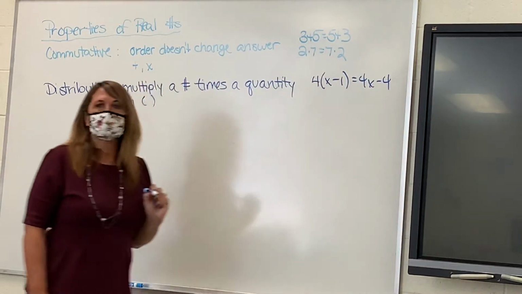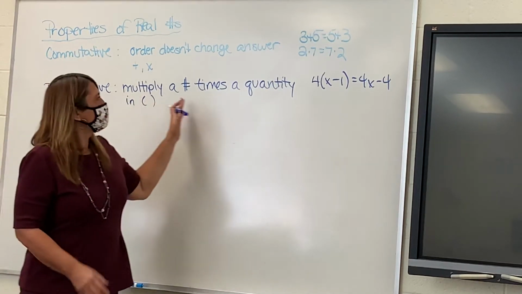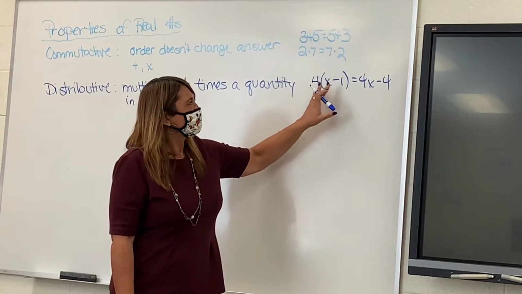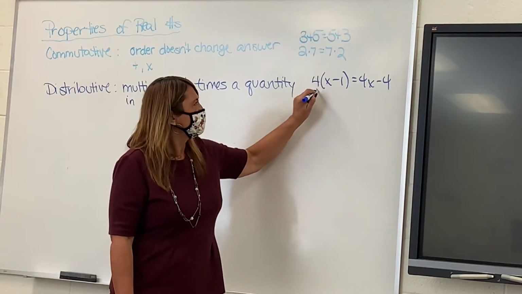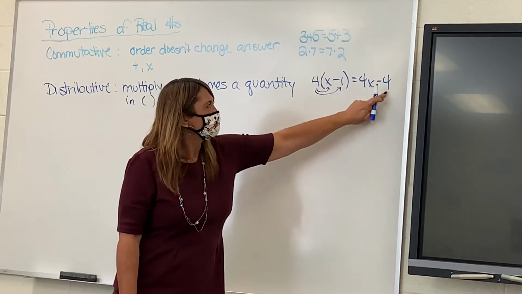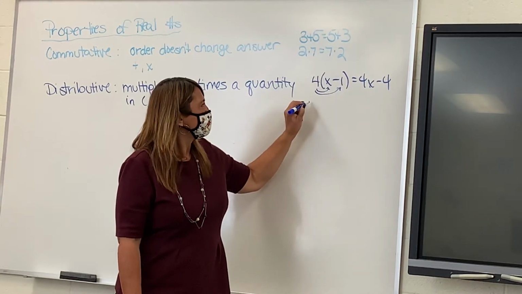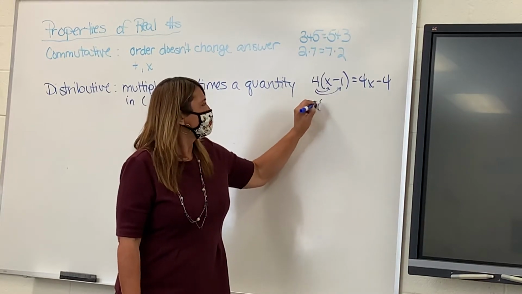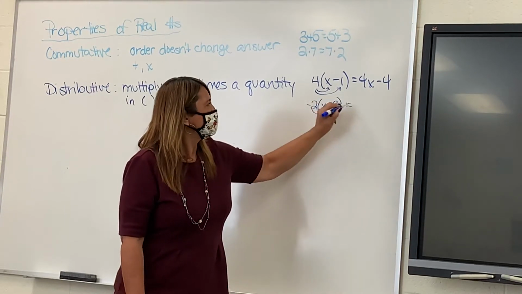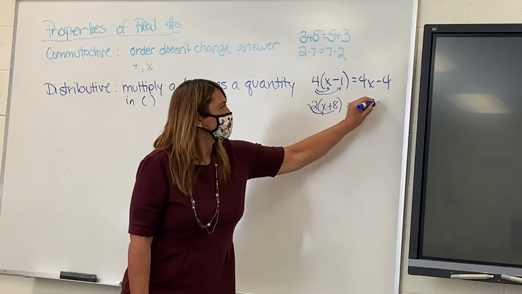So remember, this one is where something was next to parentheses, which means multiplied. But if we're multiplying it by a quantity, then each piece of that quantity in reality gets multiplied by that. So 4 times x was 4x, 4 times 1 is 4. If that was a minus, then that's a minus. Negative 2 times x plus 8. Negative 2 times x, negative 2 times 8.